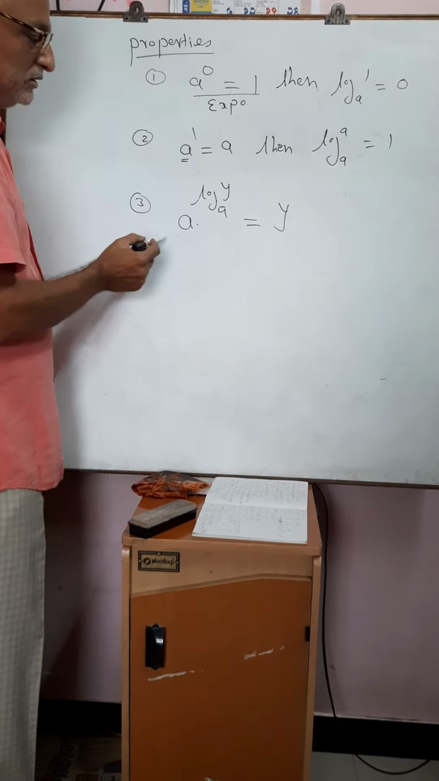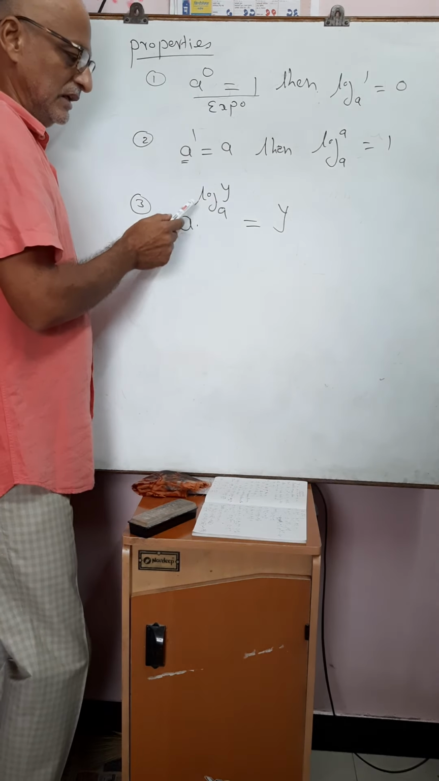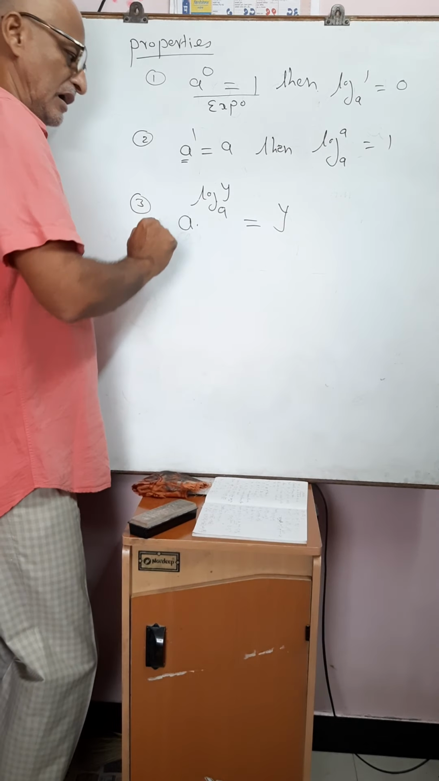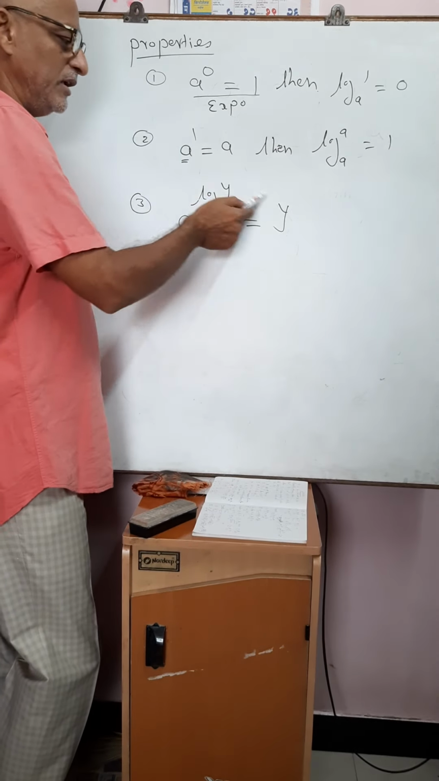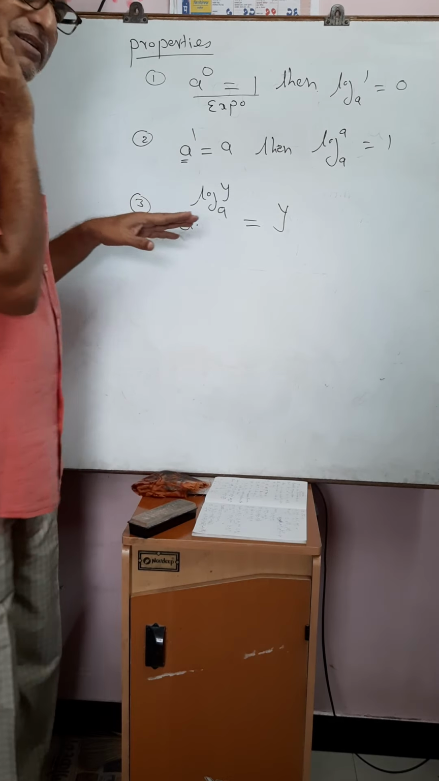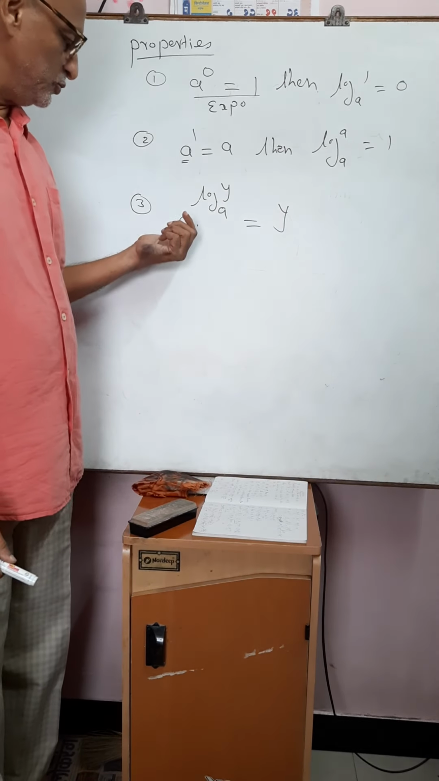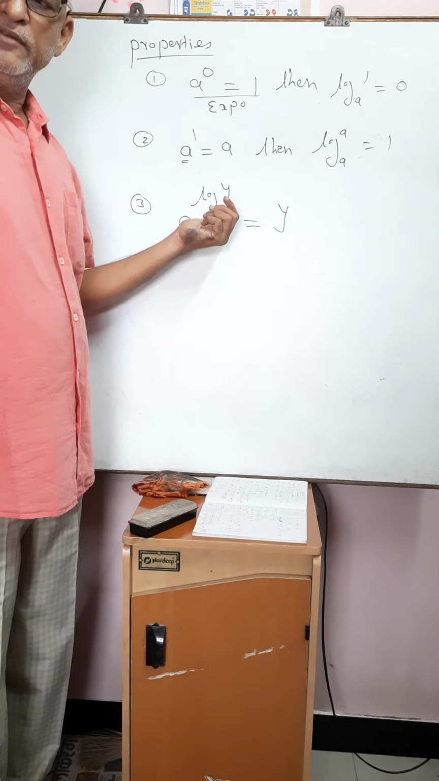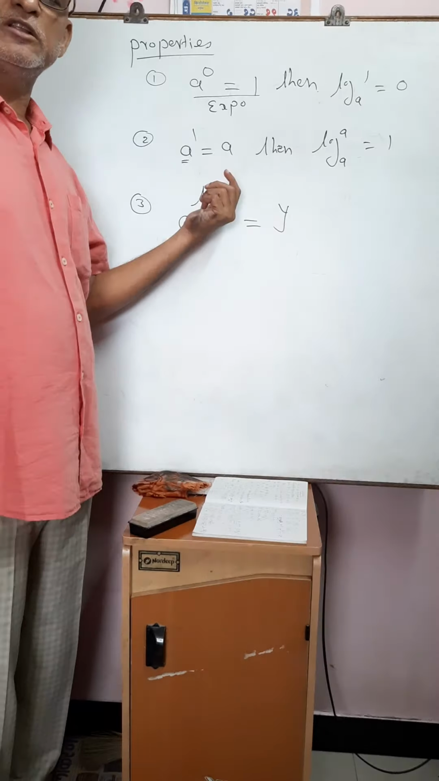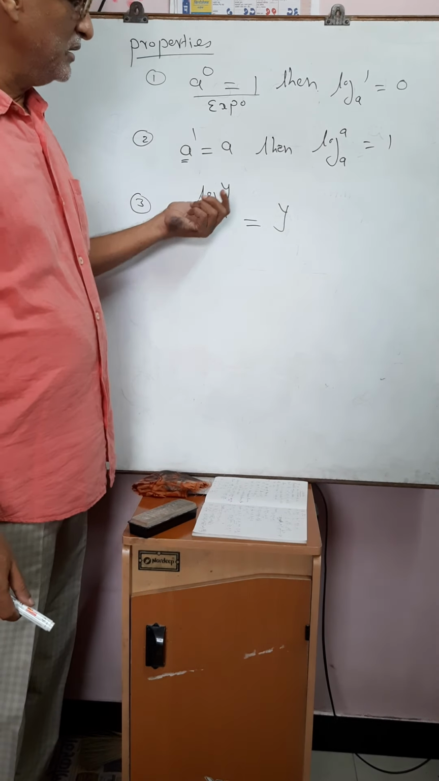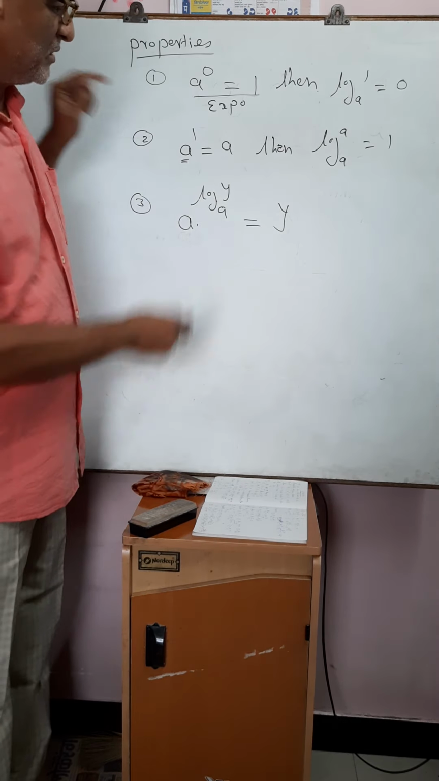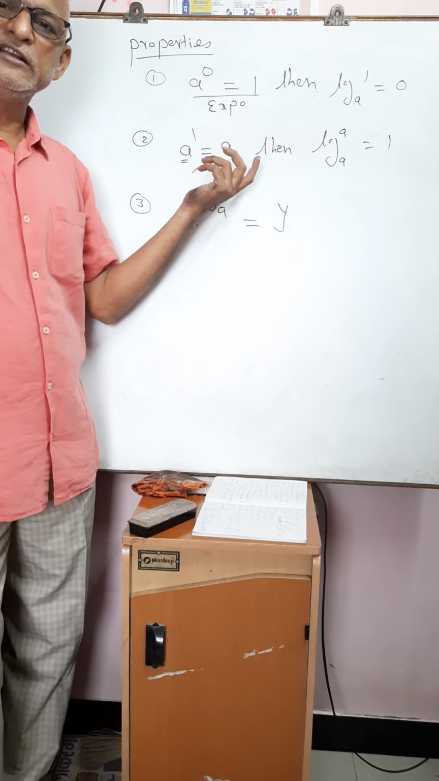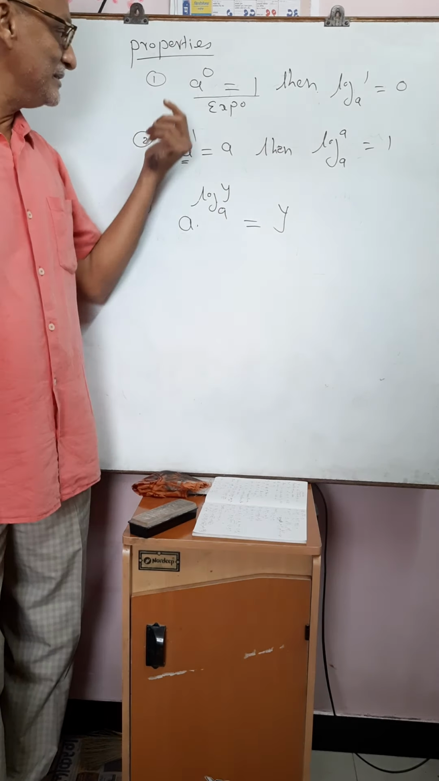So it is the combination of exponential and logarithmic. How do you remember this law or property? When the base of both forms, exponential and logarithmic, is the same, then the value of that expression is equal to this much. Here y, z, x, y, that is irrespective. So this is the third property.